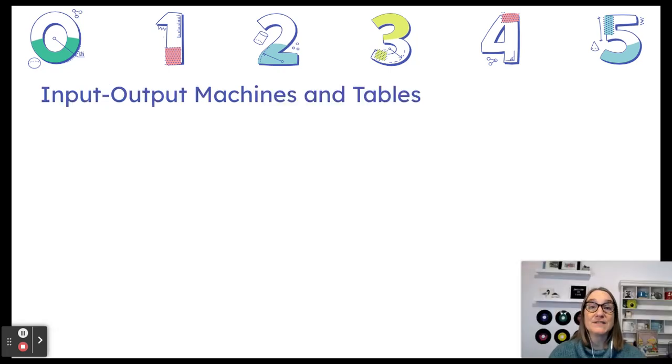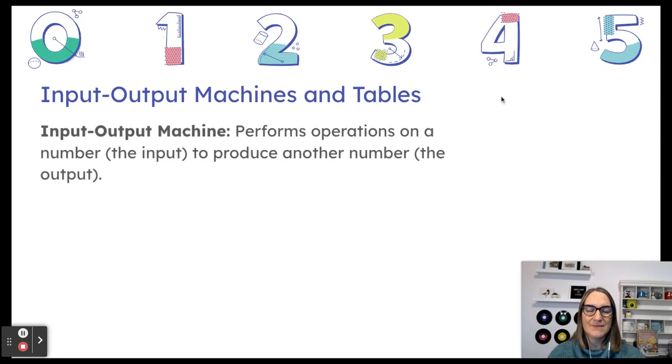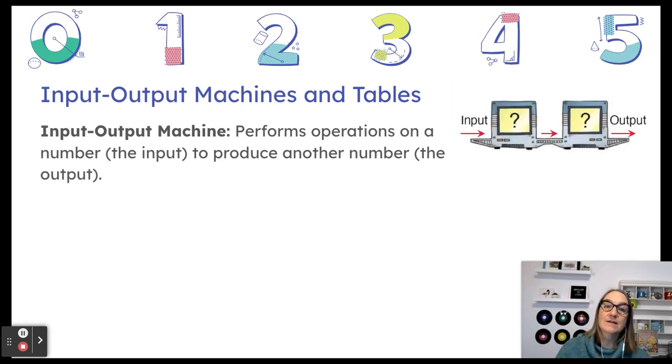Let's start by reviewing some key vocabulary and concepts. First, let's recall what an input-output machine is. It's an imaginary machine that performs operations on a number to produce another number. When we feed numbers into this imaginary machine, we're giving it inputs. And that makes sense, right? When we put a number in the machine, it's called an input.